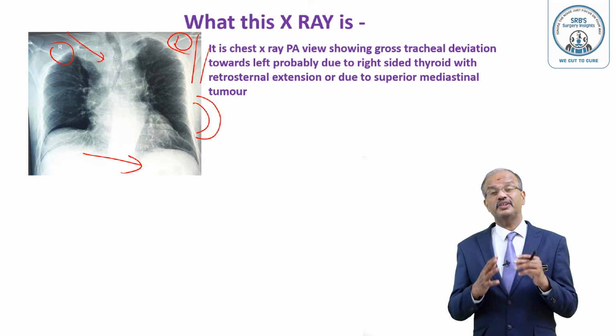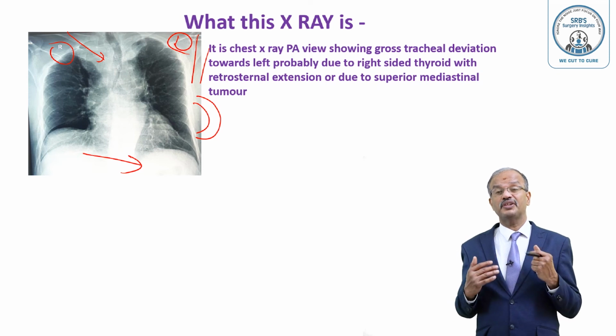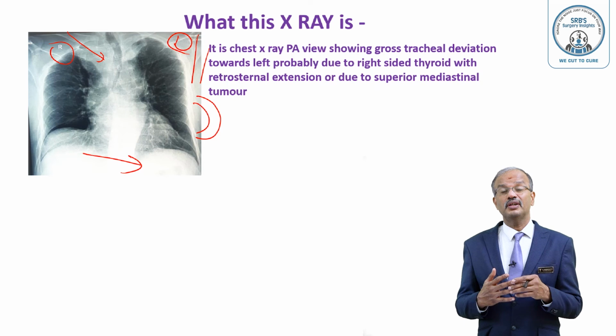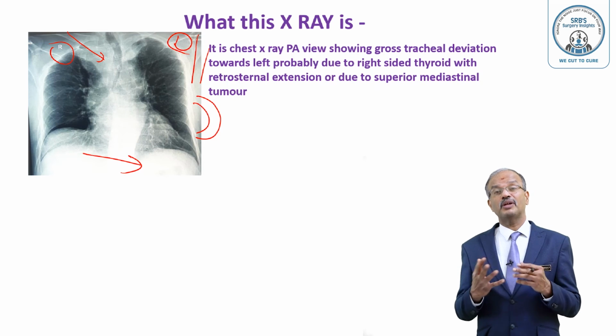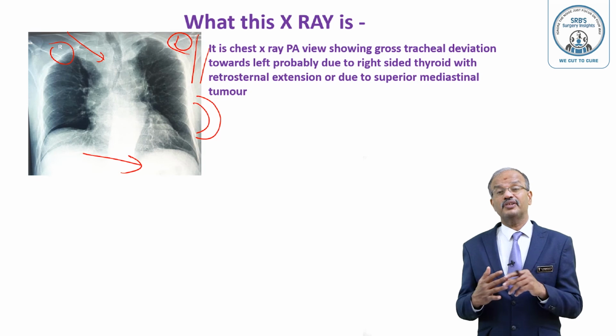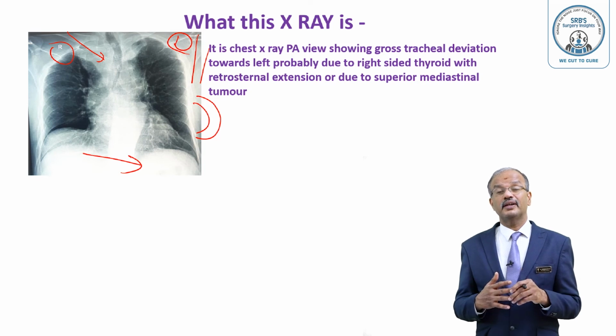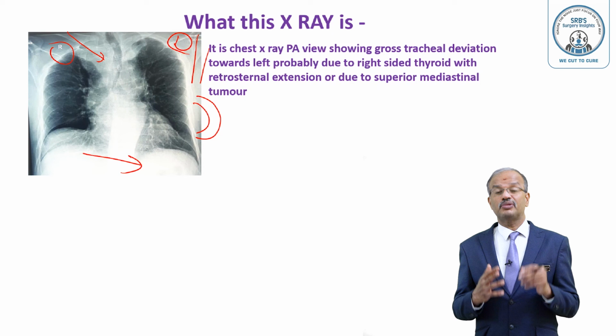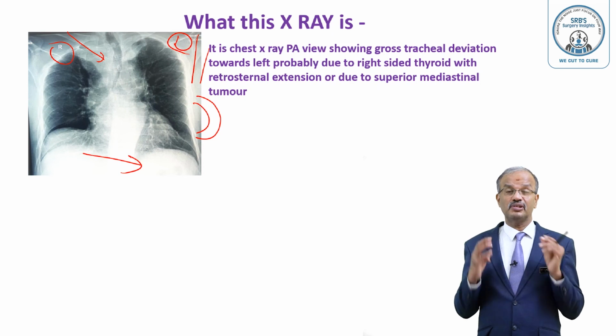You have to do a CECT chest and abdomen to see the retrosternal extension. Doing a study also. And also you may have to do an angiogram to find out the blood supply. It's not necessary in every patient. T3, T4, TSH, FNAC should be done. And then you have to treat surgically, total thyroidectomy.